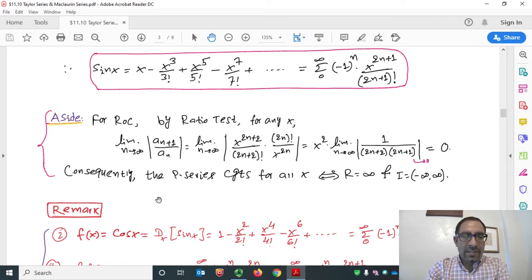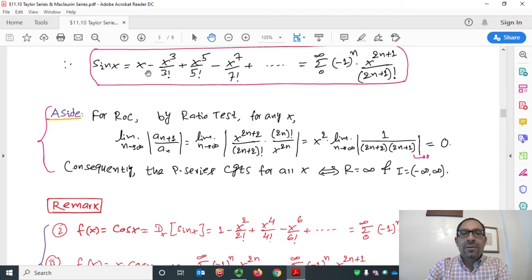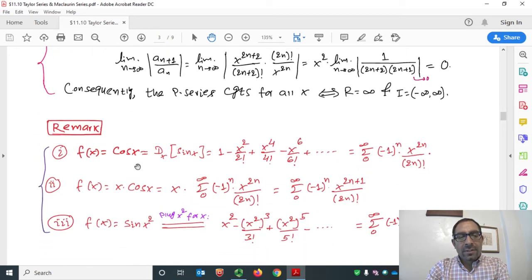So on my left side here, the derivative of sine x is cosine x. Then we can take the derivative of the power series term by term. The derivative of x becomes 1. The derivative of x cubed becomes 3x squared over 3 factorial. We can rewrite 3 factorial as 3 times 2 factorial. Then the 3s cancel, so the second term is x squared over 2 factorial, and so on. So we have the Taylor series of cosine x. It turns out to be the summation of negative 1 to the power n times x to the power 2n over 2n factorial.